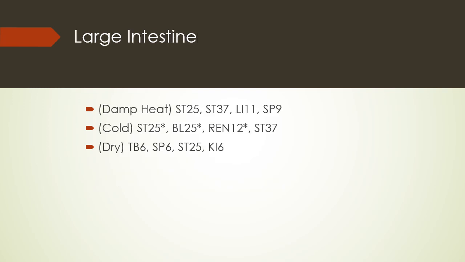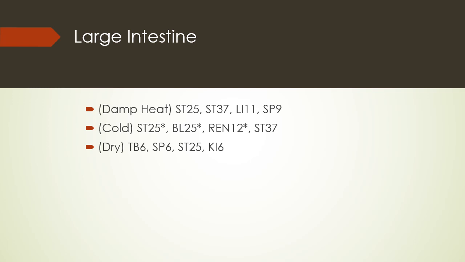Finally, for the large intestine, you will typically see points like stomach 25, bladder 25, the front mu and back shu point, and then points like stomach 37, which is the lower he-sea point. So for damp heat, stomach 25, stomach 37, plus LI 11, clear heat, spleen 9, dry damp. For cold, you see moxibustion on stomach 25, front mu point, bladder 25, back shu point, Ren 12, influential point for the fu organs, and stomach 37, lower he-sea point for the large intestine.